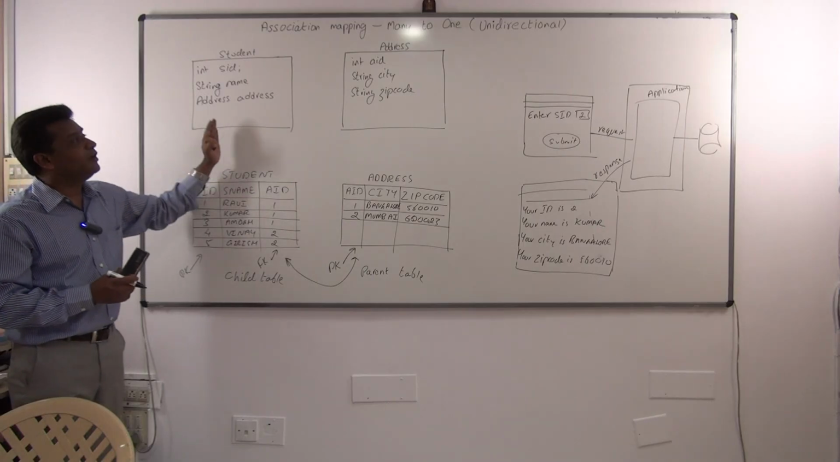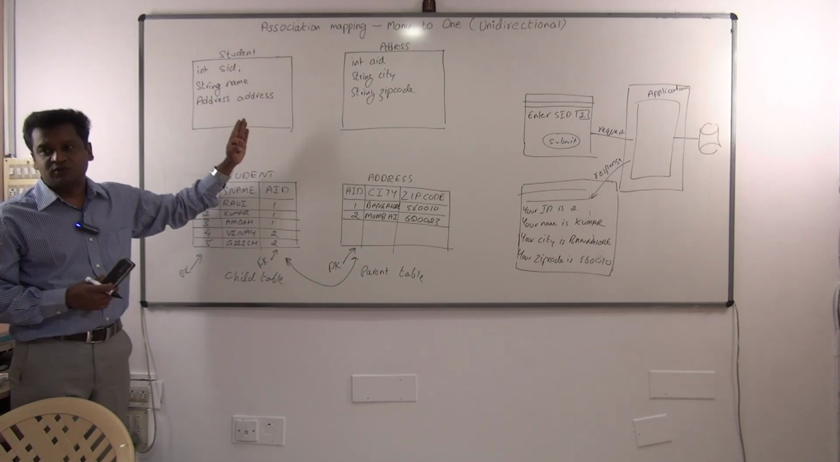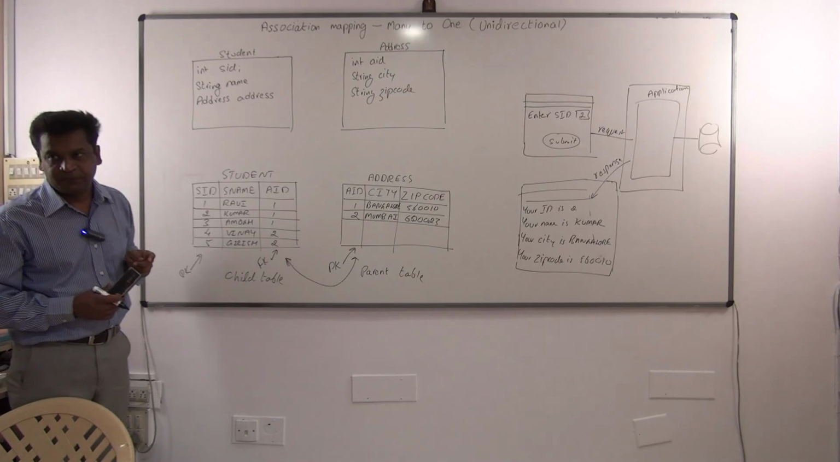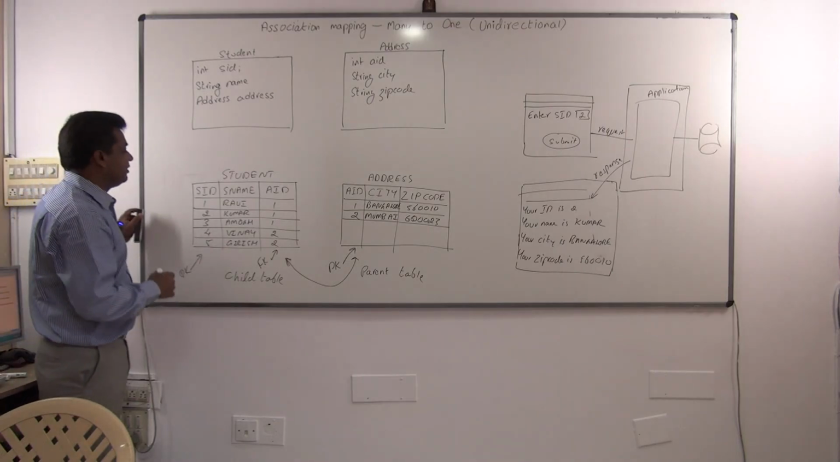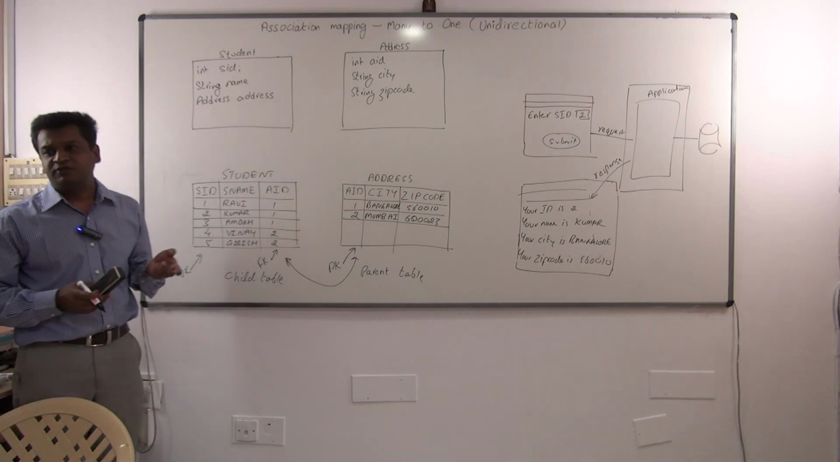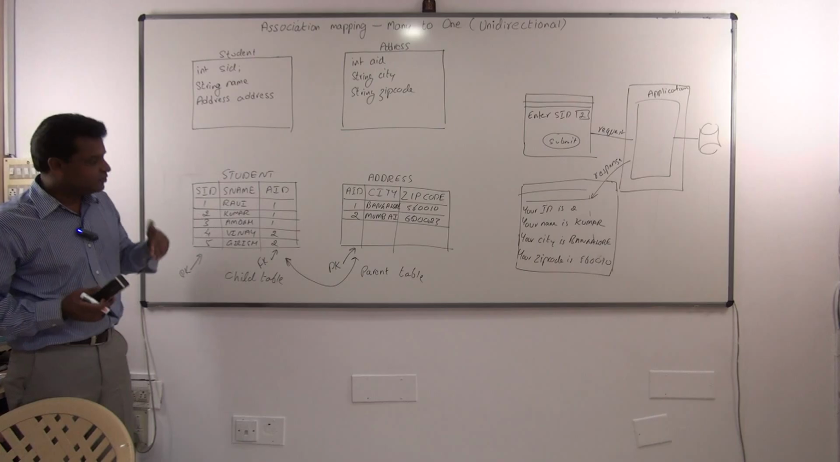Done? So fine. This is what association mapping is. It means you are associating student with the address. Clear? This is what is called association mapping. Association mapping is always done when there is a has-a relationship. Clear? Fine. So once these entities are ready, next you have to do the mapping, because we are talking about object relational mapping.